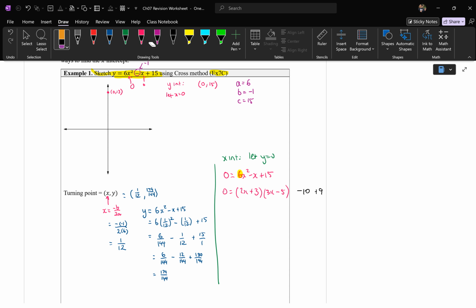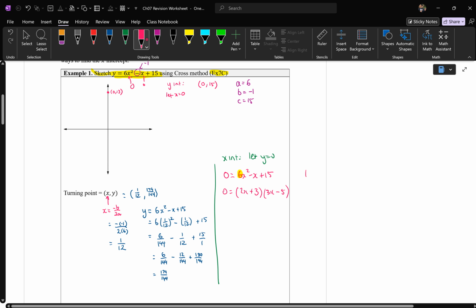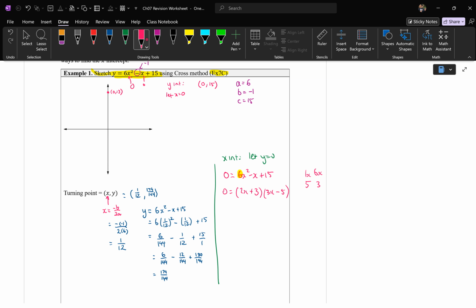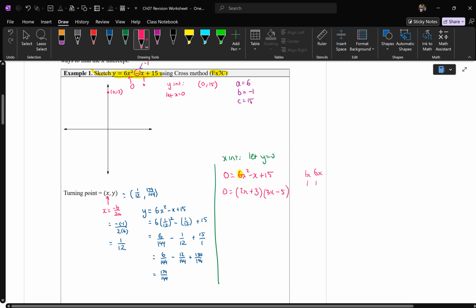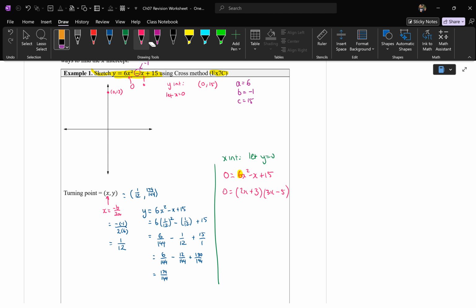Oh, that's a pain. Let's try. What about 1, 6, 5, 3? 30, no. 18, 5, no, that doesn't work. What about 1, 15? No, that doesn't work. Is anyone seeing a pair that I'm not seeing?